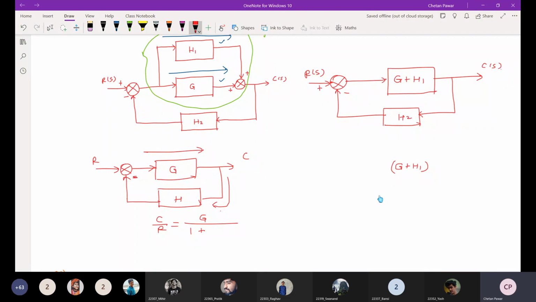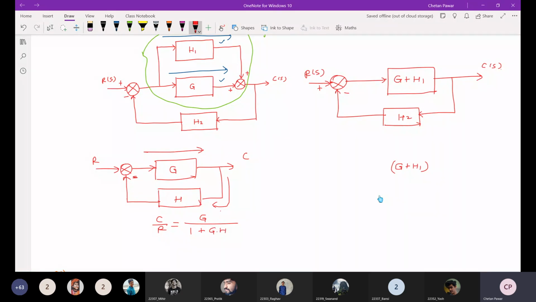We are subtracting the feedback output from the reference input. When we are adding the feedback output to the reference input, at that time the feedback will be positive, and at that time we take negative here. So the opposite sign we have to take. 1 plus loop gain. What is the loop gain? Feedback output upon error. Whatever error we are getting, we are giving to this particular block. So that will be G into H.